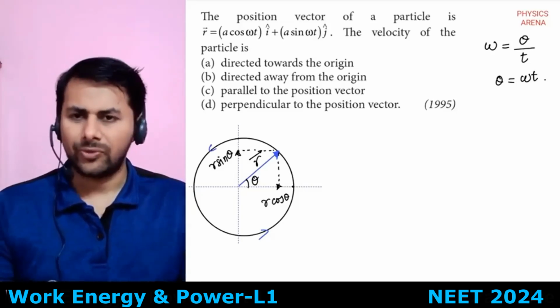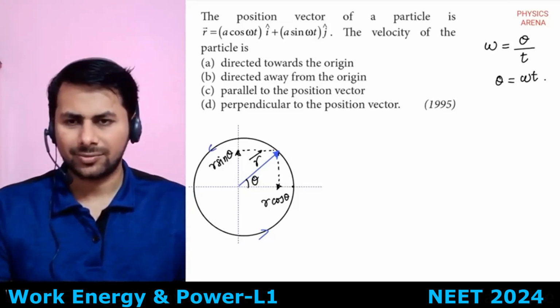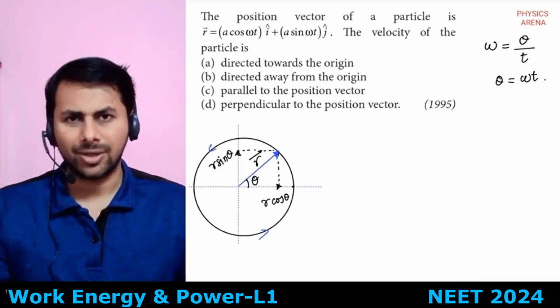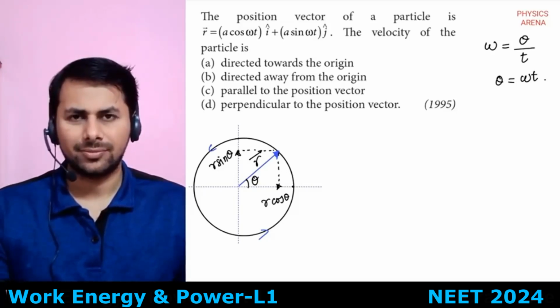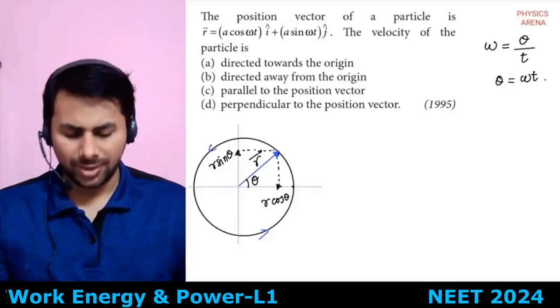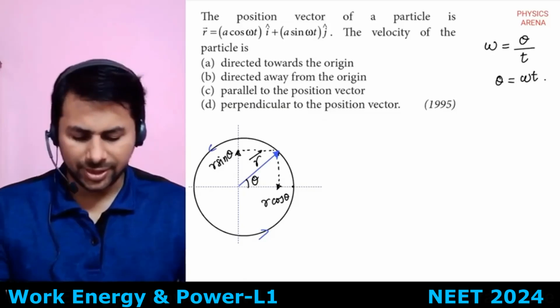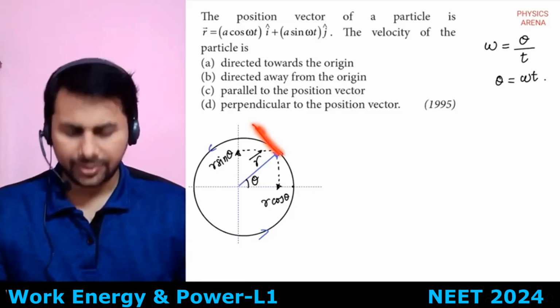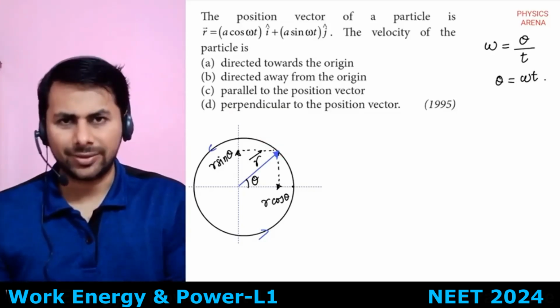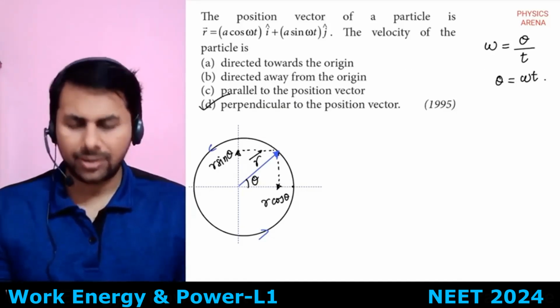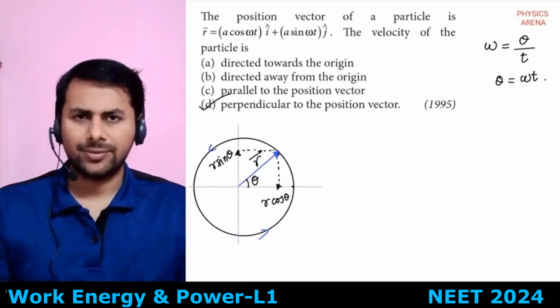Okay. So now what is the direction of velocity in circular motion? It is perpendicular to the position vector. Yeah, it's tangential. That means it is perpendicular to the radius vector. So the answer is option D.